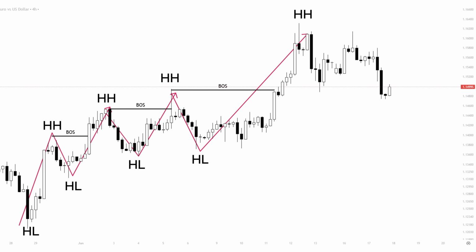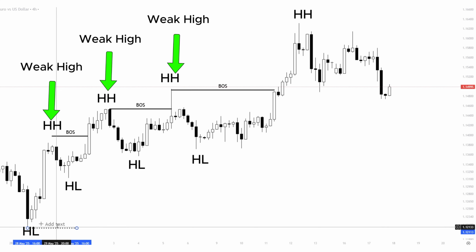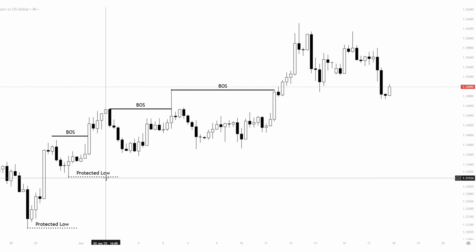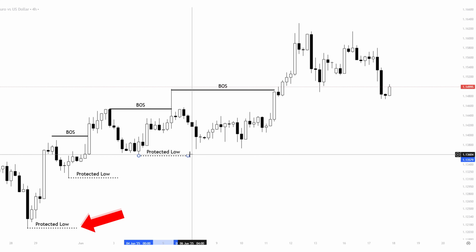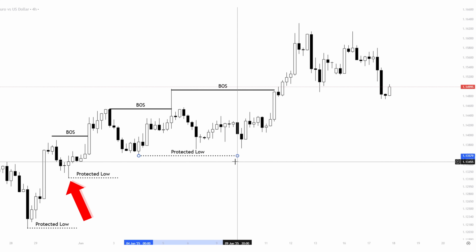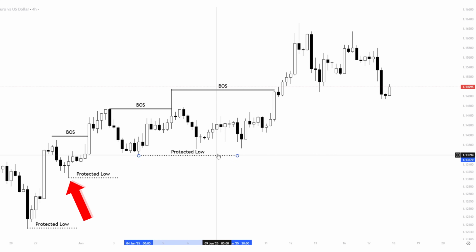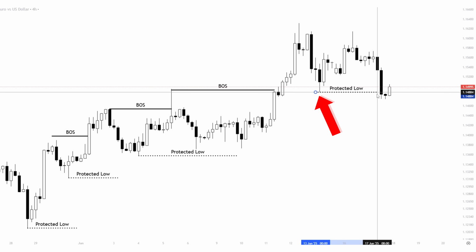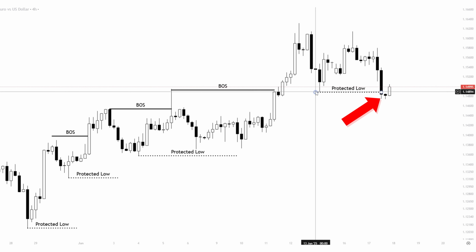Now we know this is a clear uptrend, and on uptrends the highs are weak highs because they constantly break, while the lows are protected lows, or strong lows, because they are not supposed to break in an uptrend. You can see here how the market did not break below this level, then after forming a higher low, it also did not break the new low, here as well. But look at the last one, where the price has recently just moved below the last low.